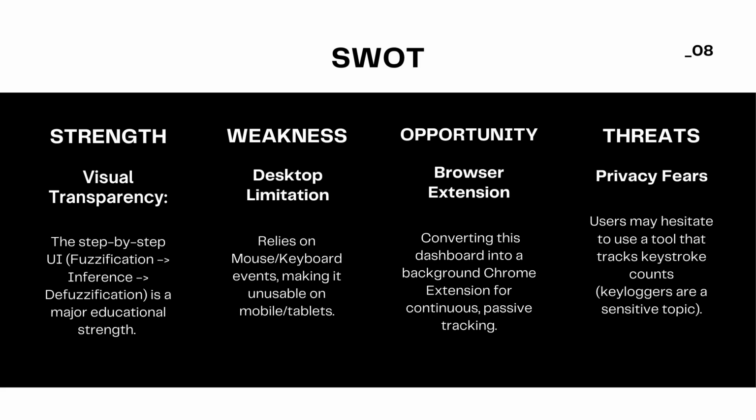Second, let's talk viability. The biggest strength is what they call visual transparency. You can literally see how it calculates your score step by step. No AI black box, which is a huge plus for building trust.